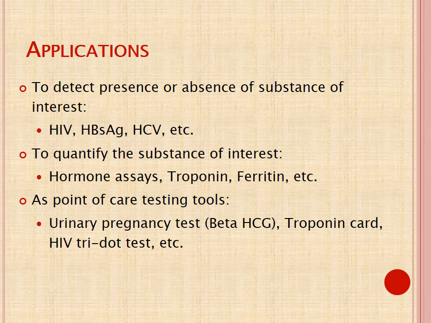Here are the applications of the ELISA reactions. It is used to detect the presence or absence of a substance, like in HIV cases, in HBsAg, in HCV patients. And also it is useful to quantify the substance of interest, like in hormonal assays, in troponin and ferritin measurement. Then it is used as a point of care testing tool, like in the urinary pregnancy test, and also used in the troponin card and HIV thyroid test.